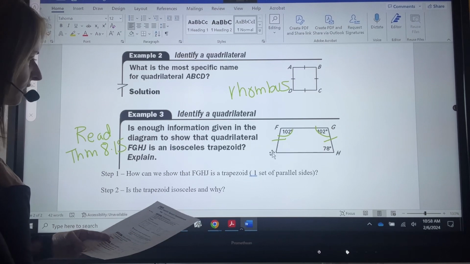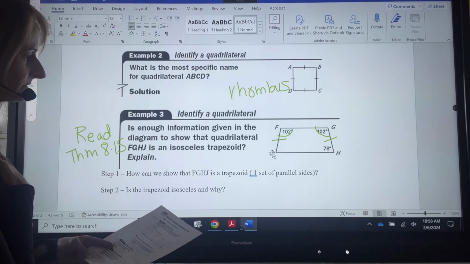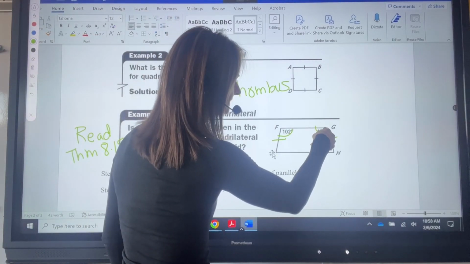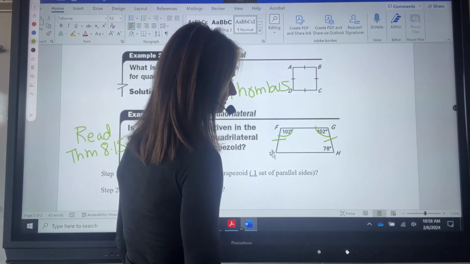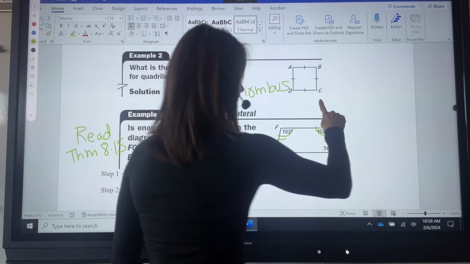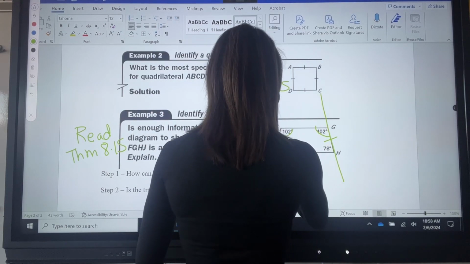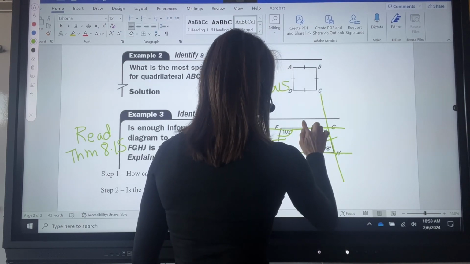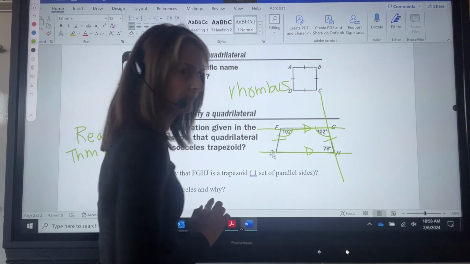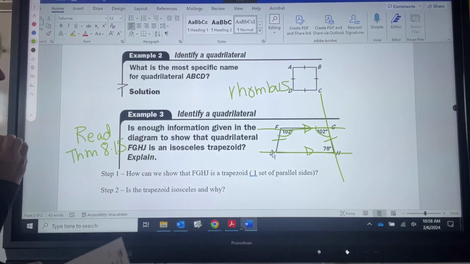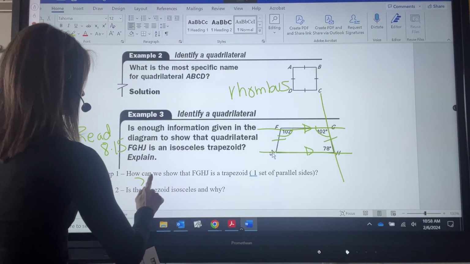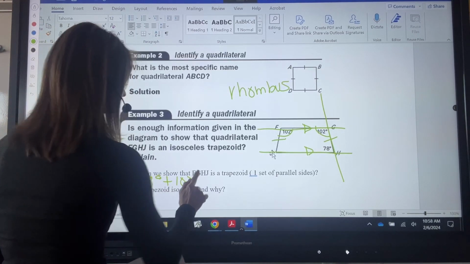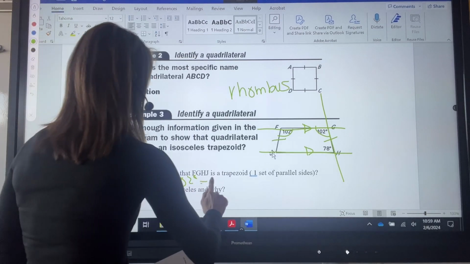So how can we show that FGHJ is a trapezoid, has one set of parallel sides? Well, we have consecutive angles that are supplementary, right? So if I were to draw these two lines and I've got my transversal, I can tell that these two lines are going to be parallel. So now we've got, for sure, a trapezoid. So I'm just going to write here as my work, 78 plus 102 equals 180.